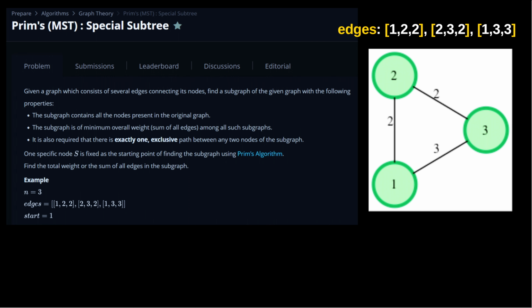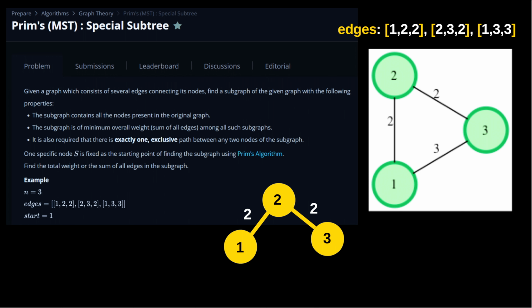Essentially, we are given a graph, and our job is to find the combined weight of the minimum spanning tree for this graph. The example they provided has 3 nodes and 3 edges. The minimum spanning tree for this example is this one, and it has a combined weight of 4. We are given the number of nodes in the graph, and we have a list of edges, and the list is such that the first and second elements are the nodes of the edge, and the third element is the weight of the edge.